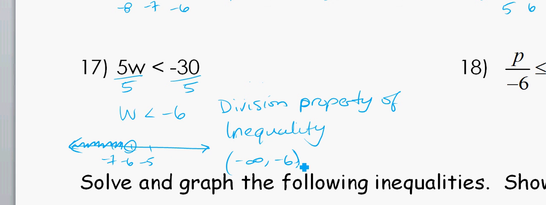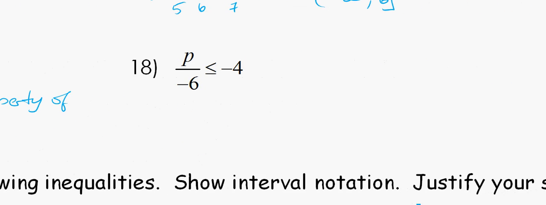In our last example, in order to solve this, we're going to multiply by negative 6 on both sides. Since we're multiplying by a negative, we're going to go ahead and flip the symbol. So then we get p is greater than or equal to positive 24. Remember, we only flip the symbol if we multiply or divide by a negative value.